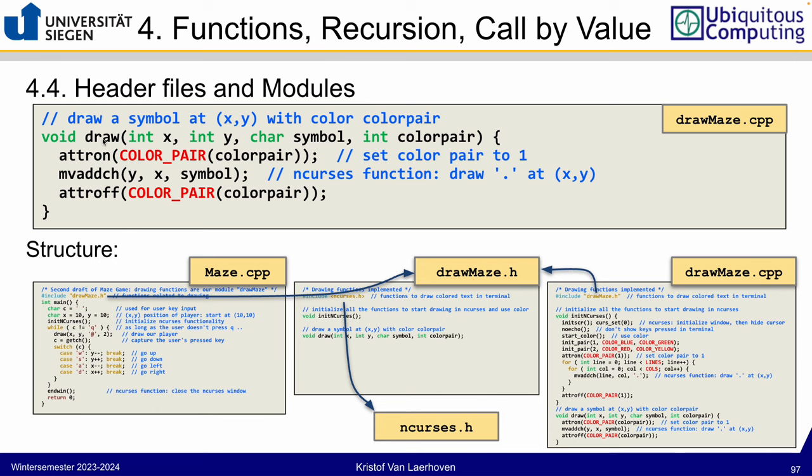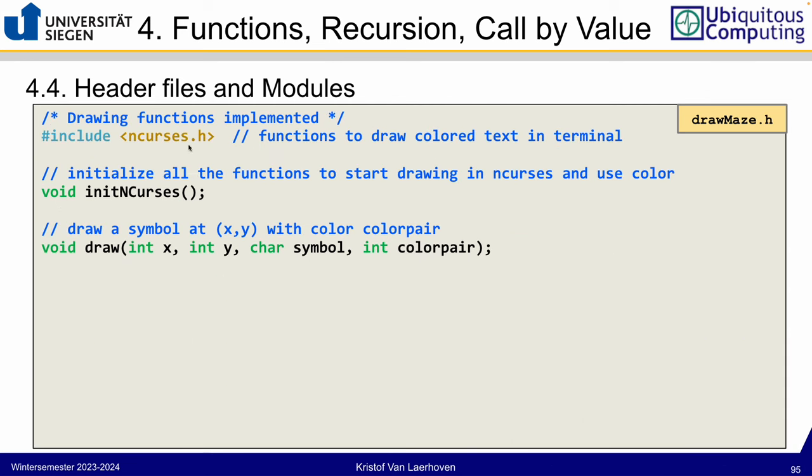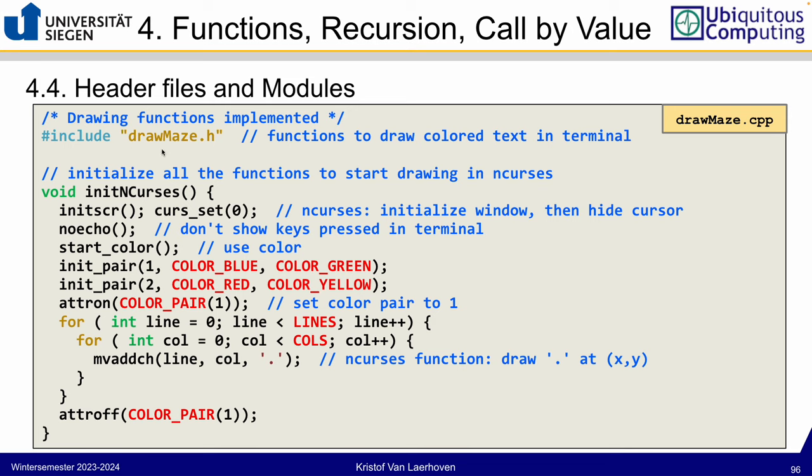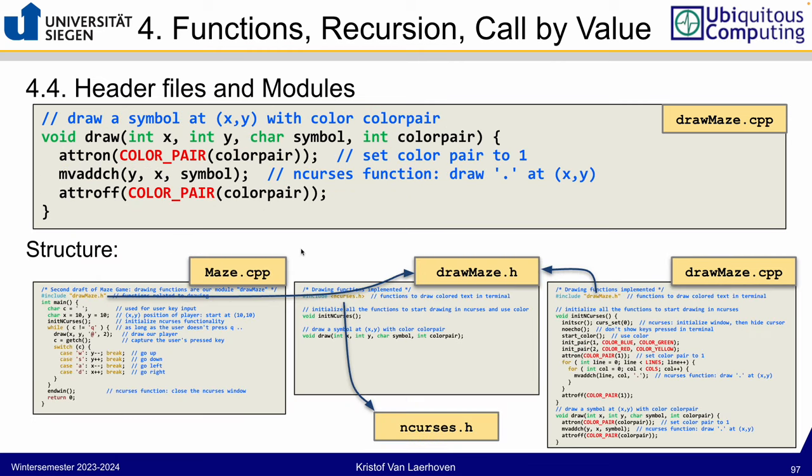Okay? So if the drawMaze.h is in a different folder, we should write the folder before? Exactly. If there were a different folder here, we could also add the paths here. Yes. But typically, for most of our projects, we will always use the same folder, by the way. It's much easier. You will see that this creates something that is manageable. So to look at this as a structural thing, it is not that hard.